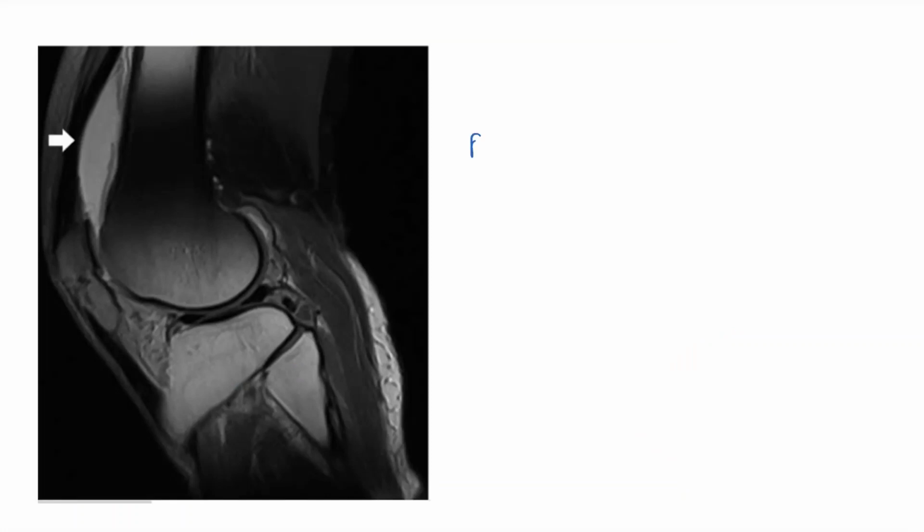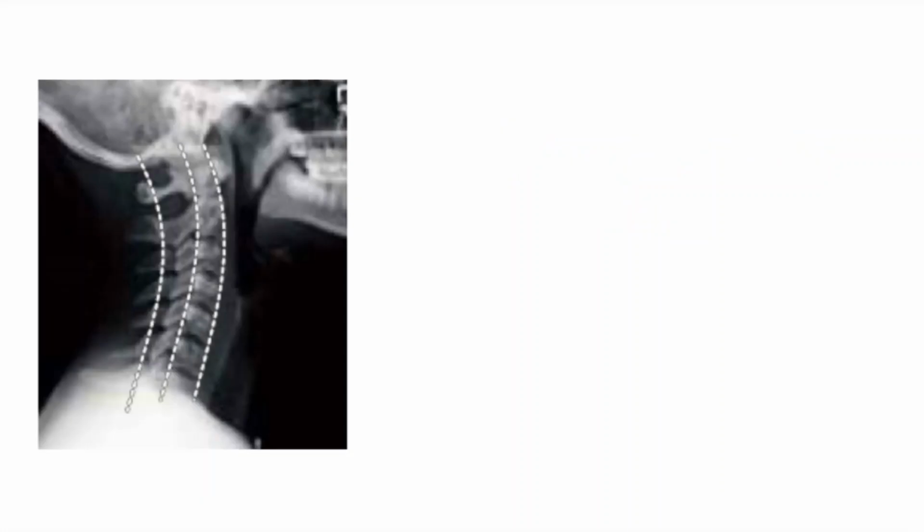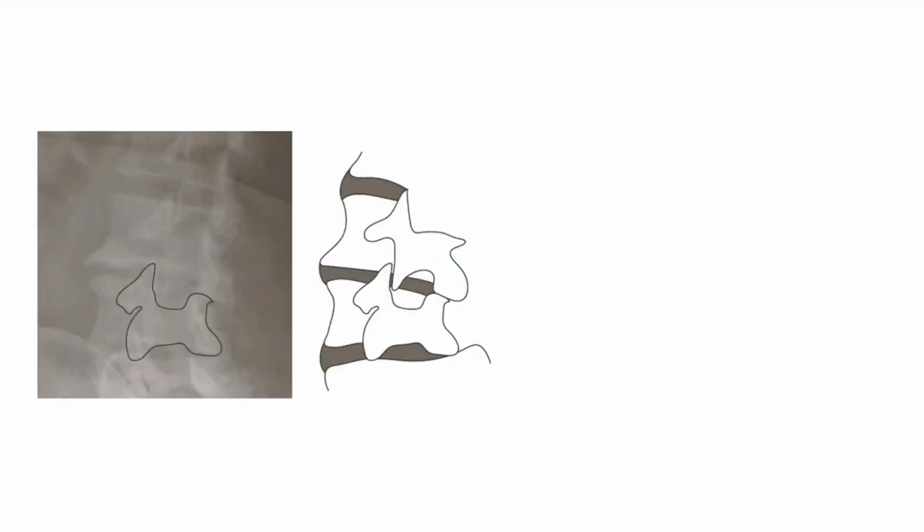This is an MRI which shows effusion of suprapatellar bursa. Now this is a lateral cervical spine X-ray. This shows the 3 arcs. These 3 arcs are helpful to find out normal alignment. This is a normal lateral cervical spine X-ray.